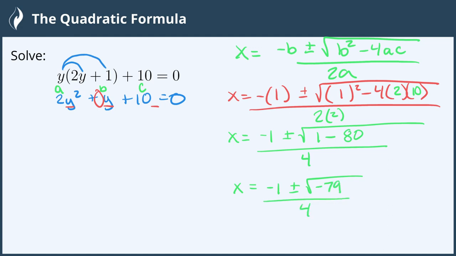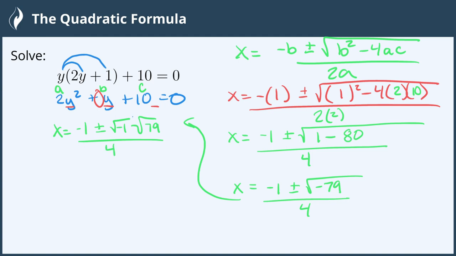all over 4. Negative 79 under the radical tells us that we have an imaginary number or complex number. And 79 is prime, so it doesn't have any perfect squares inside either. So it's just going to have to stay that way. So it's going to be rewritten as, we'll come up here, x equals negative 1 plus or minus. We can take out a negative 1, so we have the square root of negative 1 times the square root of 79 over positive 4.